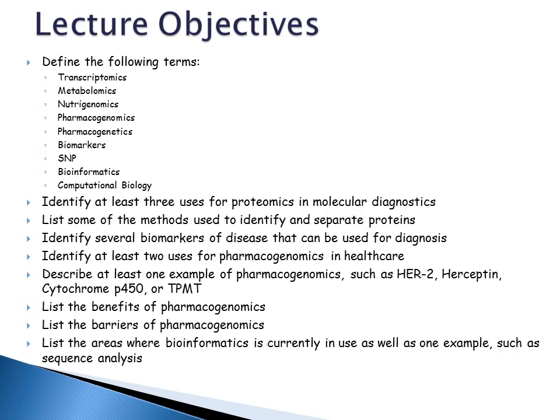You should be able to identify at least 3 uses for proteomics and molecular diagnostics, list some of the methods used to identify and separate proteins, identify several biomarkers of disease that can be used for diagnosis, identify at least 2 uses for pharmacogenomics in healthcare, describe at least one example of pharmacogenomics such as HER2, Herceptin, Cytochrome P450, or TPMT, list the benefits of pharmacogenomics, list the barriers of pharmacogenomics, and list the areas where bioinformatics is currently in use, as well as one example such as sequence analysis.